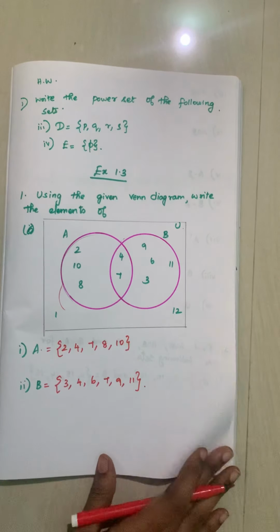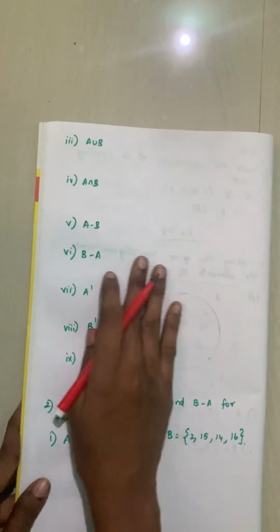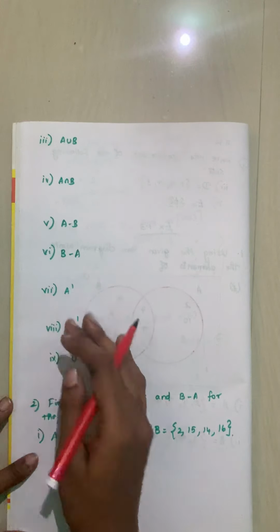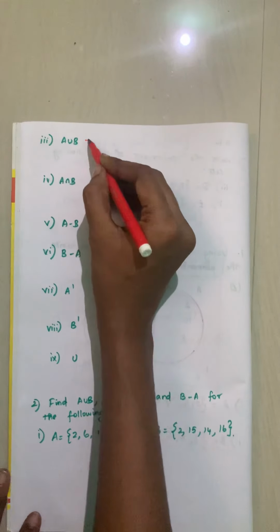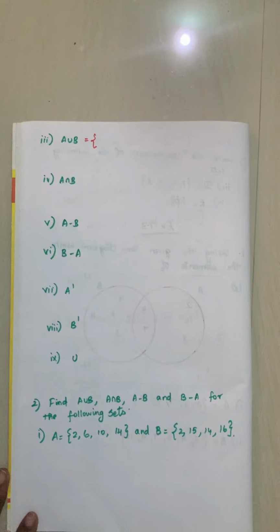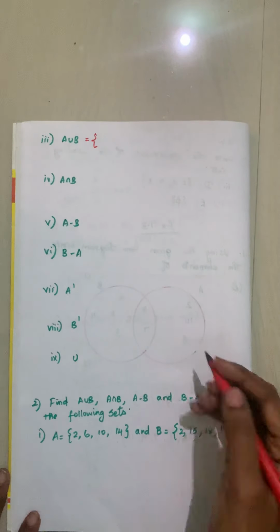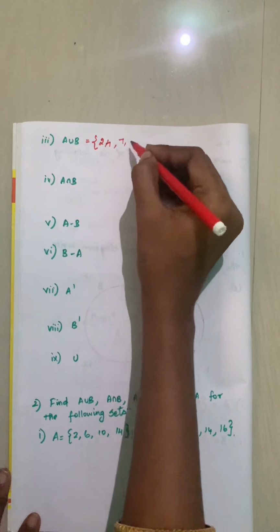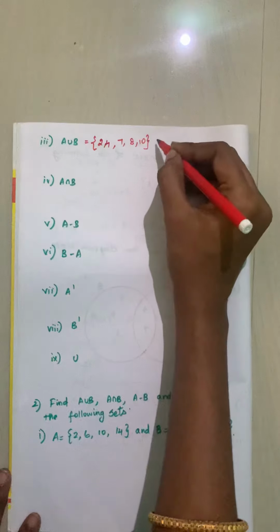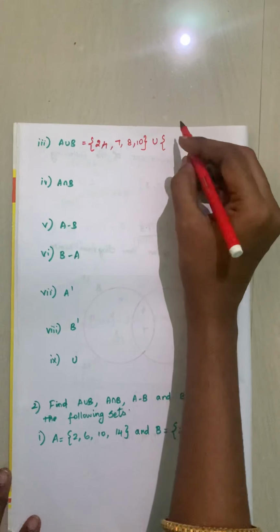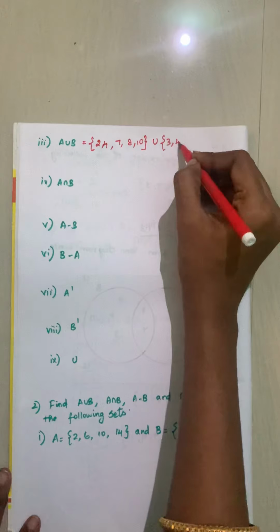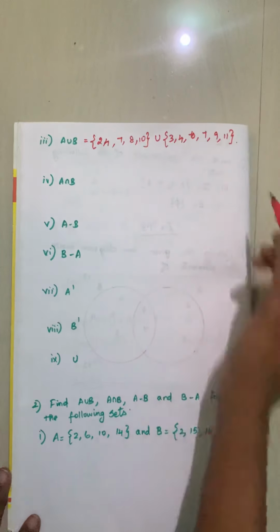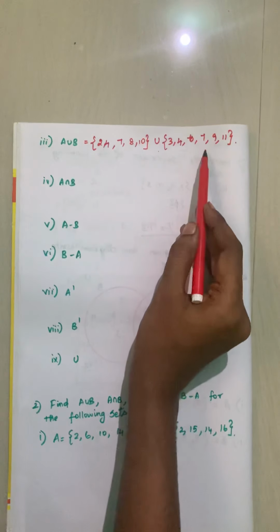Next is the third subdivision: A union B. In A union B, write the A set first. What are the elements of the A set which we have written already? 2, 4, 7, 8, 10. This is the A set. Union. Next is the B set. What are the elements? 3, 4, 6, 7, 9 and 11. So this is your A, union, this is your B.